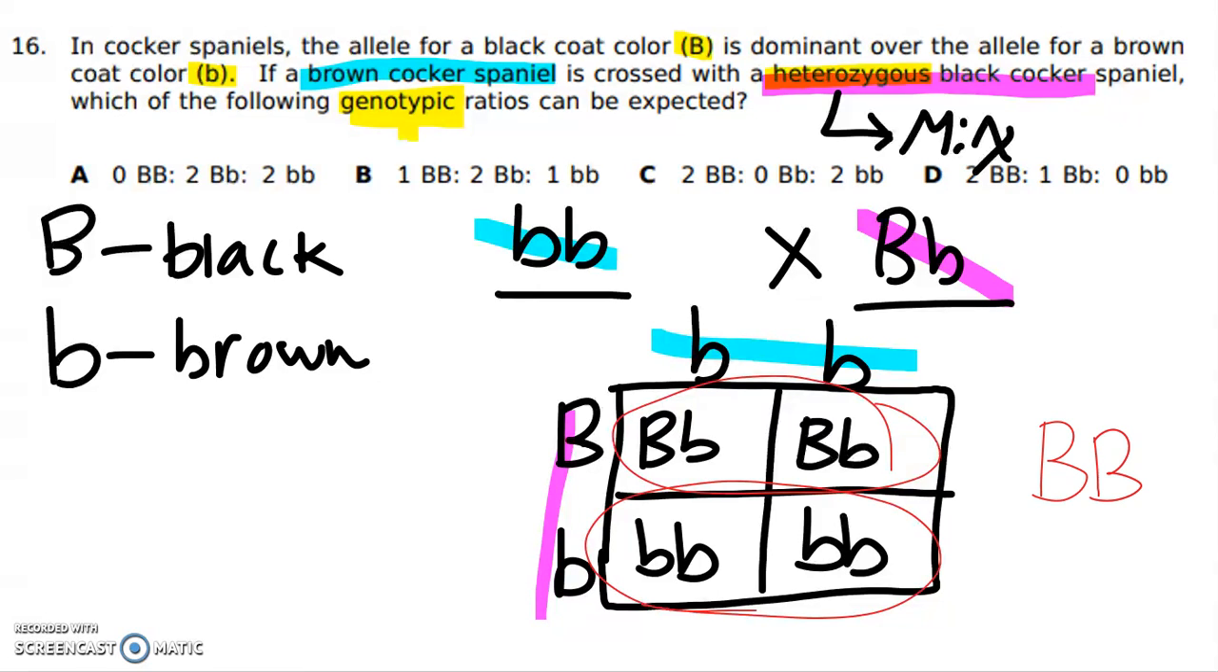show the homozygous dominant. So any answer choices that have the homozygous dominant, I'm going to go ahead and get rid of them because I don't even want to see them. So that gets rid of B, that gets rid of C, and that also gets rid of D. So my only answer choice is A, where I have 2 heterozygous and 2 homozygous recessive.